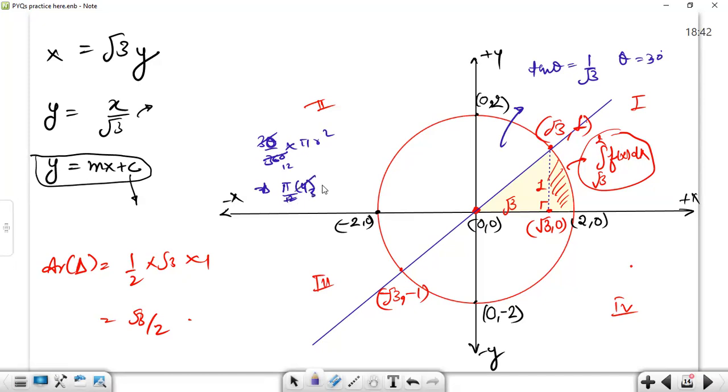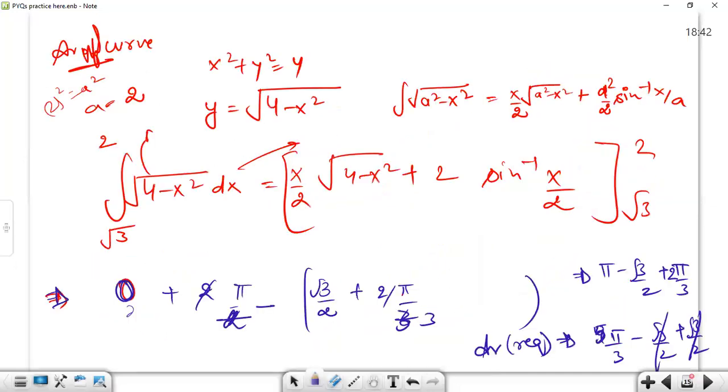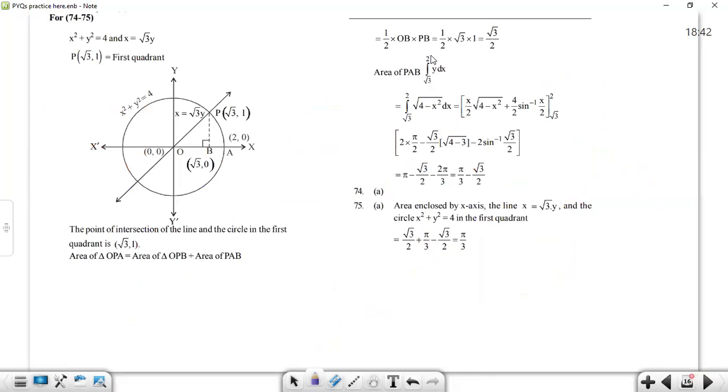Now this should be pi by 3. The answer should be pi by 3. Now it is not in the options. So solving for this, the area enclosed by the line and the circle in the first quadrant is pi by 3. Okay, this is correct.